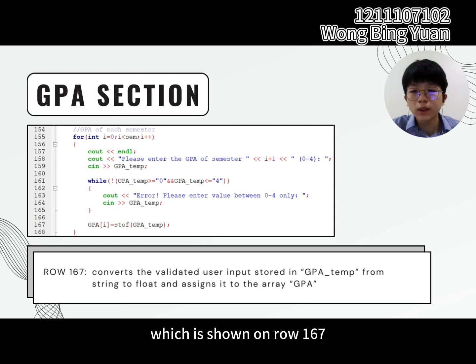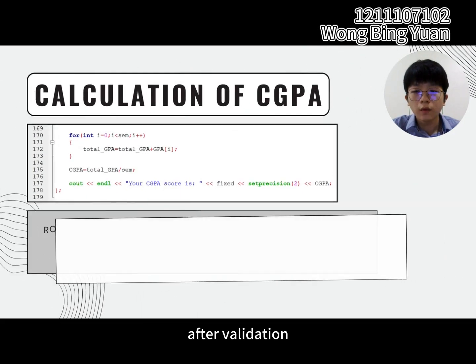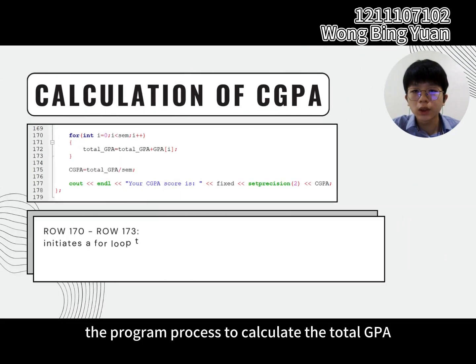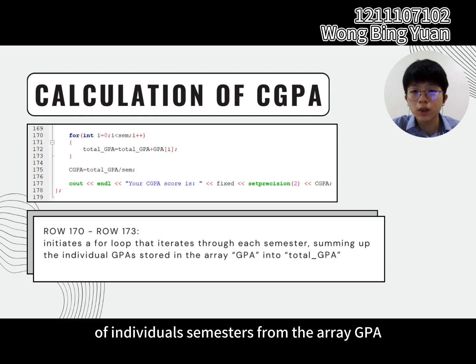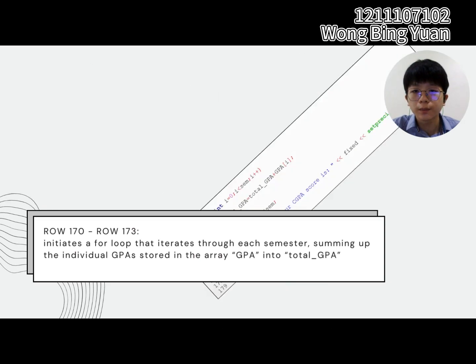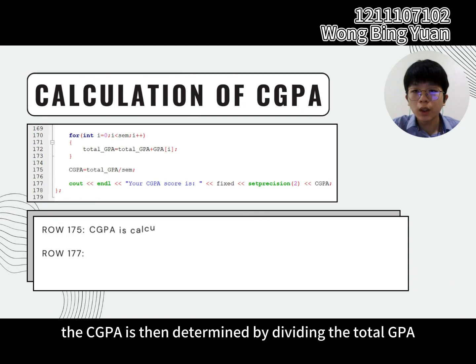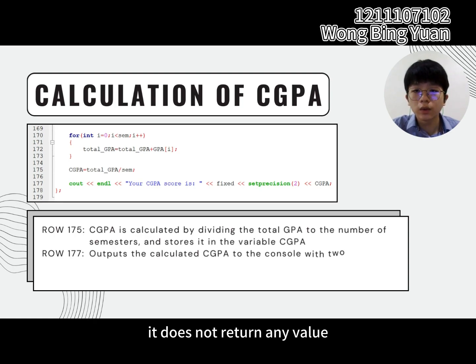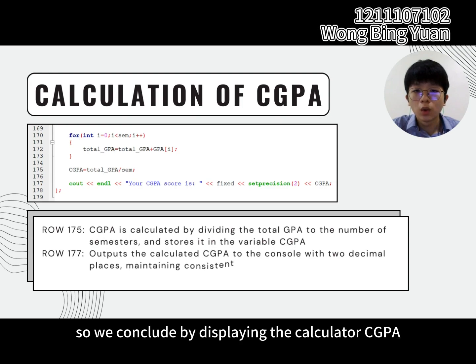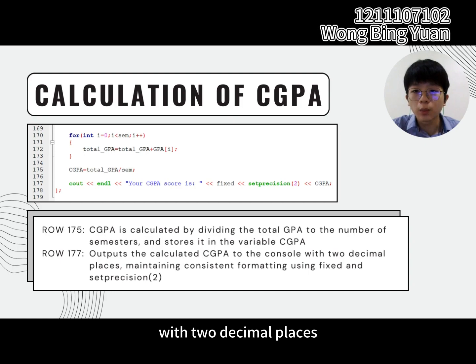After validation, the program proceeds to calculate the total GPA by using a for loop to sum up the GPAs of individual semesters from the array GPA. The CGPA is then determined by dividing the total GPA by the number of semesters. Lastly, as it is a void function, it does not return any value. So, we conclude by displaying the calculated CGPA with two decimal places.